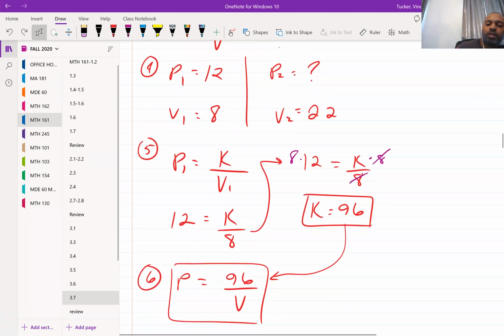All right. Step 6, plug in K equal to 96. Plug in 96 for K into the formula. So that's P equal to 96 over V.